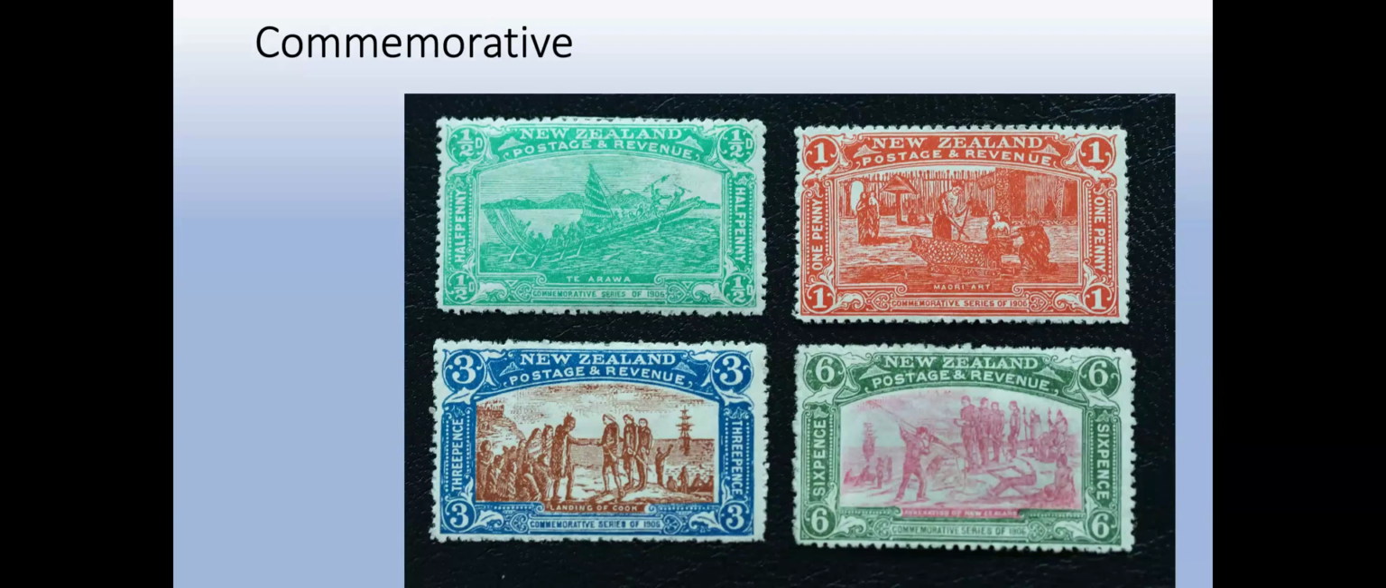Commemorative stamp issues were initiated in New Zealand in 1906 with this 4-stamp issue for the Christchurch exhibition. The themes for the exhibition, which ran from October 1906 to April 1907, were Māori arts and crafts and Captain Cook once again, which you can see on the threepenny stamp there, bottom left.